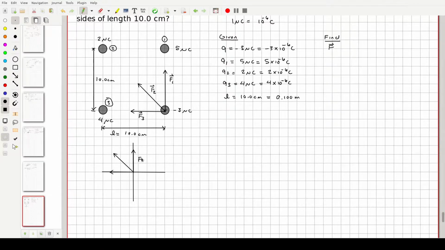This is F1. This is F2. And this is F3. Now, what's our angle here?